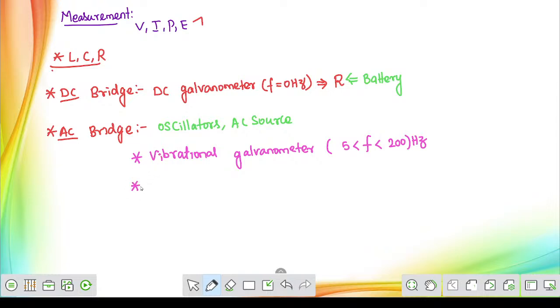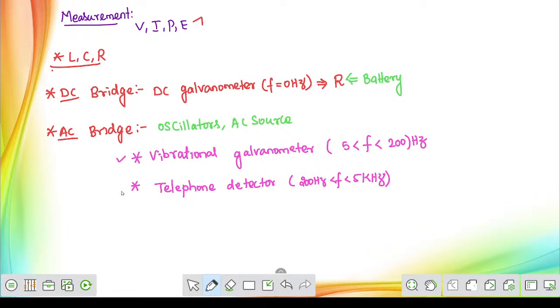The second type of instrument is the telephone detector. Usually we consider a headphone. The frequency range of the telephone detector lies between 200 Hz and 5 kHz, that is 200 Hz to 5000 Hz.